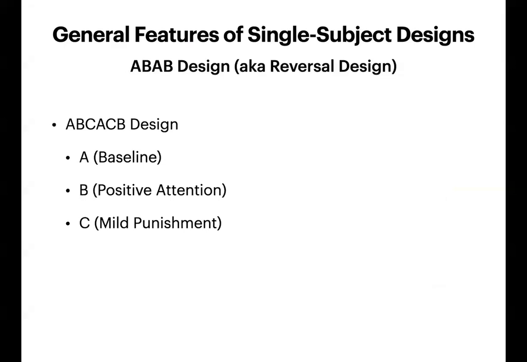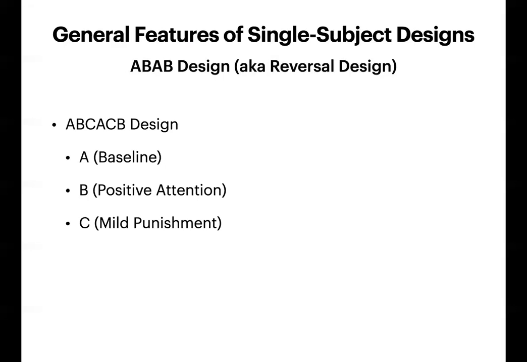Another variation of the ABA design allows researchers to test more than one independent variable. This is called an ABC-ACB design. In this multiple treatment reversal design, after the phase A baseline, the first independent variable is introduced in phase B. Then the second independent variable replaces the first independent variable in phase C. Then the phase A baseline is reintroduced, followed by phase C, then phase B.